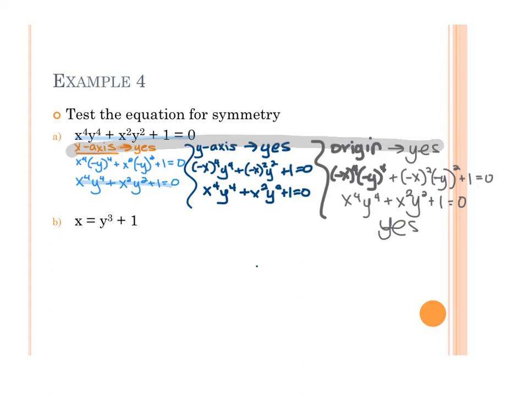If I plug in both a negative x and a negative y, it's going to change those two terms, but still not the 1. So the only way that this would be symmetric is if you had some other, like if I had an x to the 5th here, that's going to be symmetric to the origin only, because it's going to change all three signs if you plug in both. Does that make sense? Okay. I'll work out that last example.